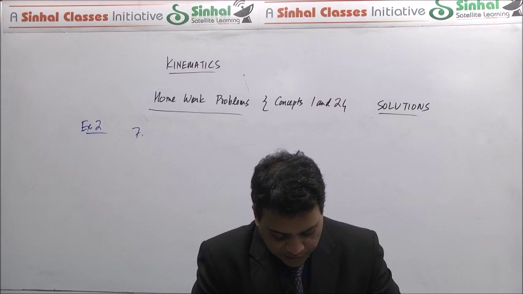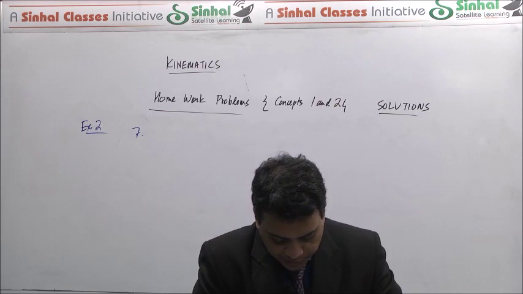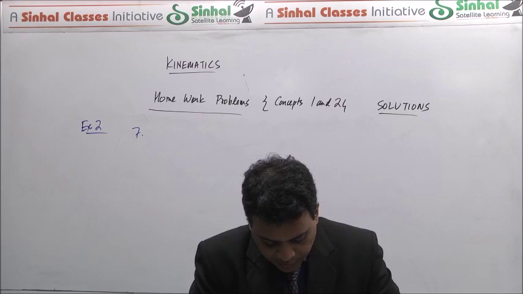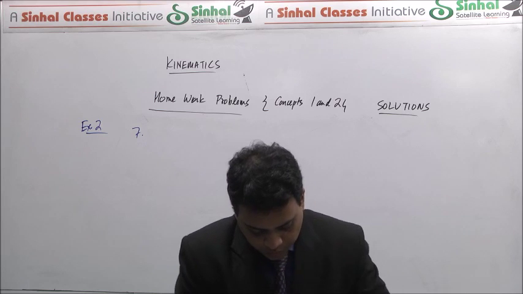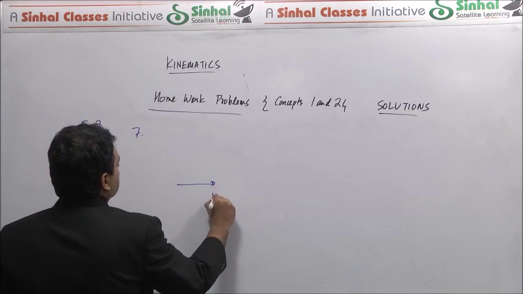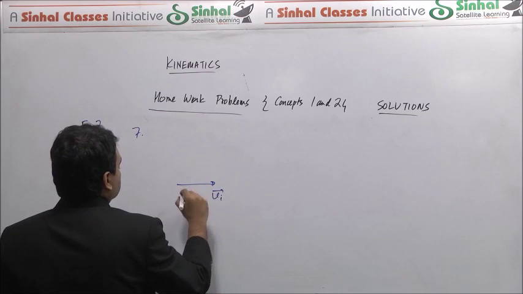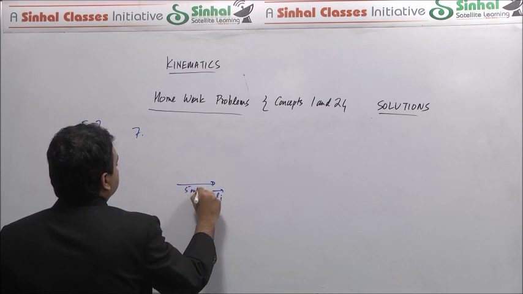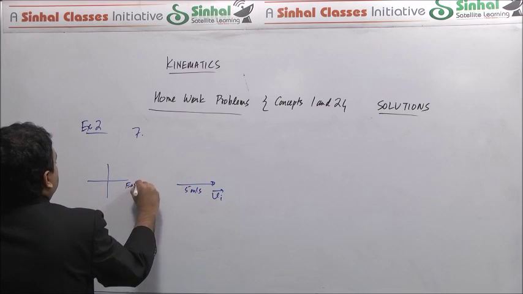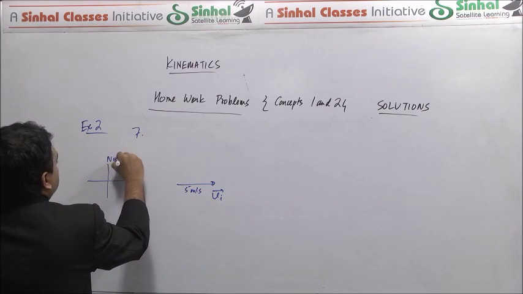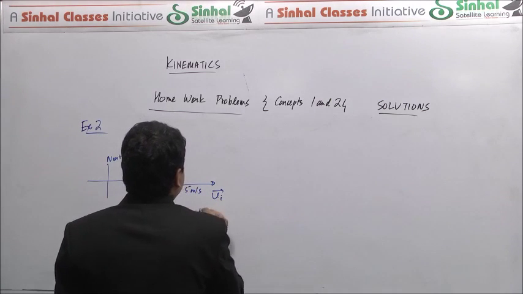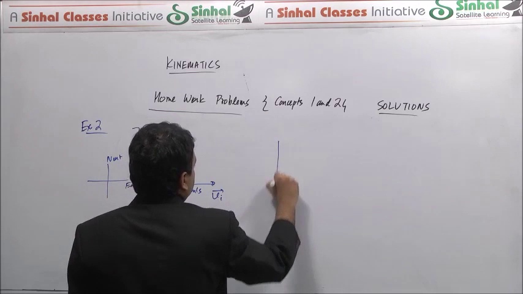So it says that a particle is moving eastwards at 5 meters per second initially. In 10 seconds, it changes to 5 meters per second northwards. Average acceleration is equal to 100. So the initial velocity is 5 meters per second due east. Okay. And so this is at t equal to 0.